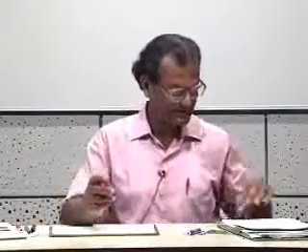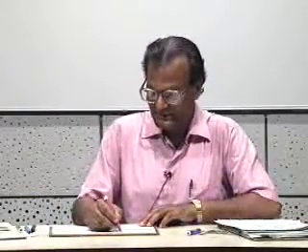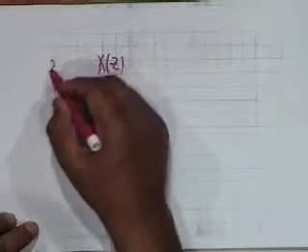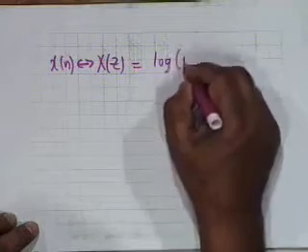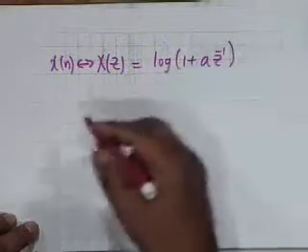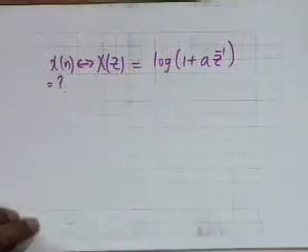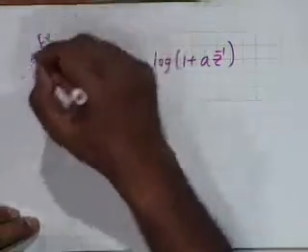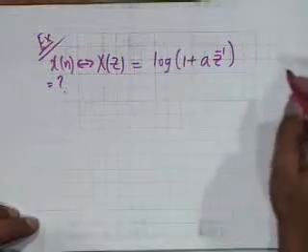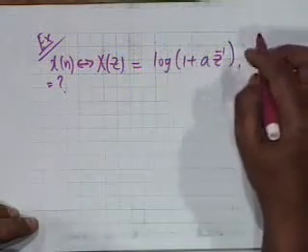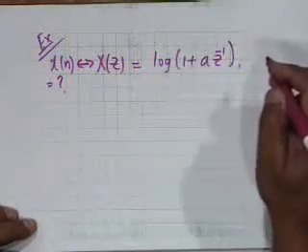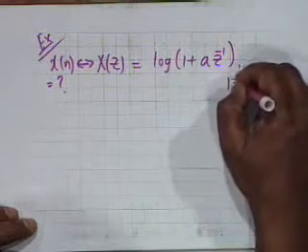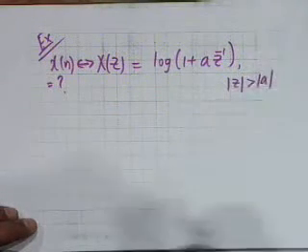As an application of this property, let's consider finding out x of n corresponding to capital X of z. This example we had done earlier, log of 1 plus a z inverse. We shall now find x of n by applying this differentiation theorem. Let's see how to do this. You know the ROC of this log of 1 plus a z inverse, if it is to be the z transform of a sequence, must be mod z greater than mod a.